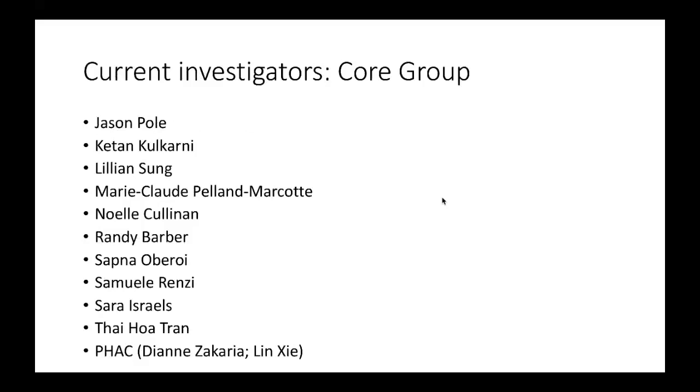So this is the current core group of investigators. This is not exclusive, so if you feel you could really add to the current group and have a specific expertise that can help us, please feel free to email me or Jason or any of us. In alphabetical order, we have Jason Pohl on the study, myself, Lillian, and then Mary-Claude Pelland-Marcotte, who has also worked on similar database projects before, Noel, who has a lot of expertise in SMNs, Randy, who has helped a lot with tying all the loose ends and making sure everybody's on track, Sapna from Manitoba, Samuel, Sarah Israels, Ty, and then from FAC we have Diane and Lynn, who have agreed to join the analysis piece of things and lead that from the FAC end. So that's the core group for now. Of course, we're happy to add anybody who's interested.